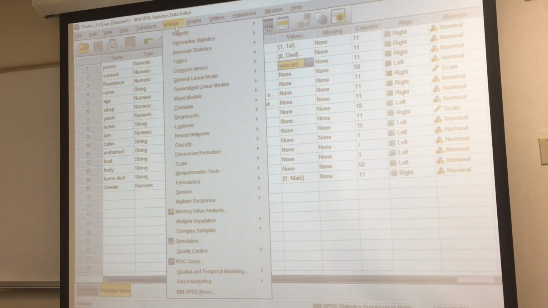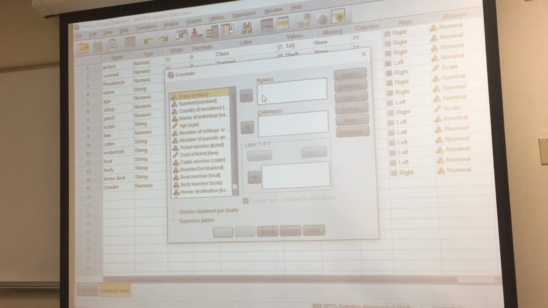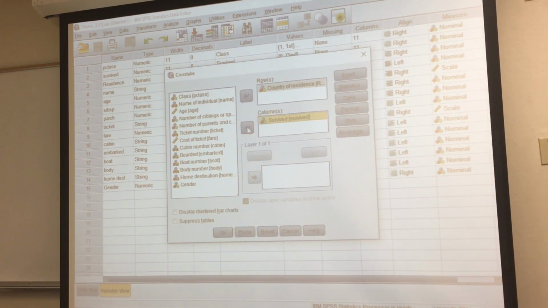First you click Analyze, and you put the mouse on Descriptive Statistics. That's the second option. And you go to Crosstabs and click it. Here there's a box called Row and a box called Column. You probably want to put the independent variable into rows and the dependent variable into columns.